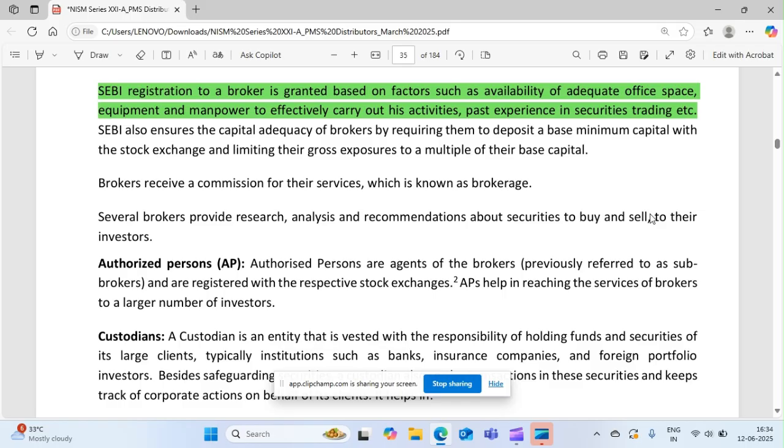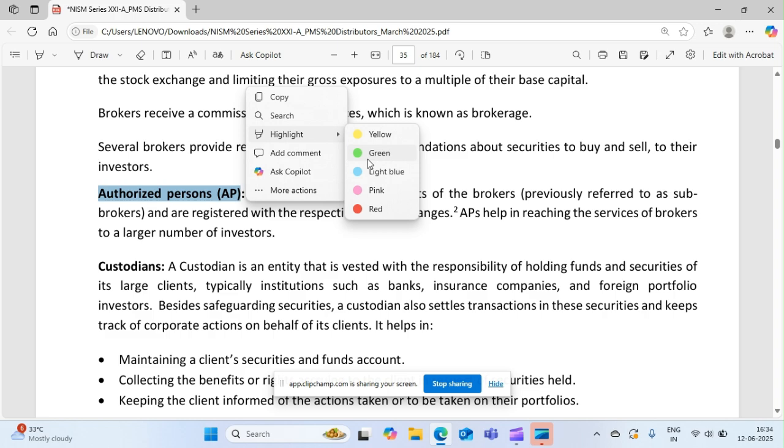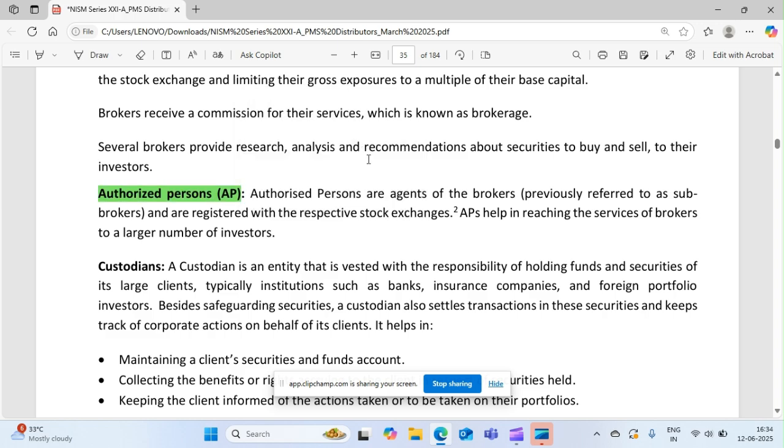They also provide services such as research, analysis, and all that. Earlier, there used to be sub brokers, but they are now called authorized persons. They are called APs. Okay, so APs are who? Authorized person. So you should know about them.